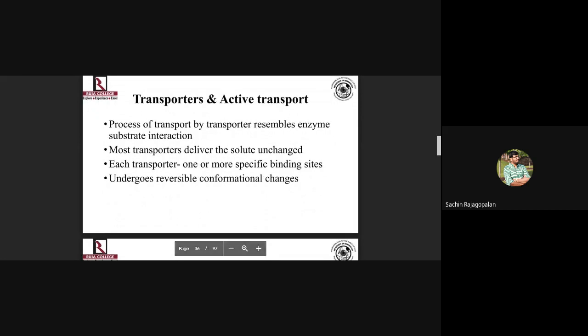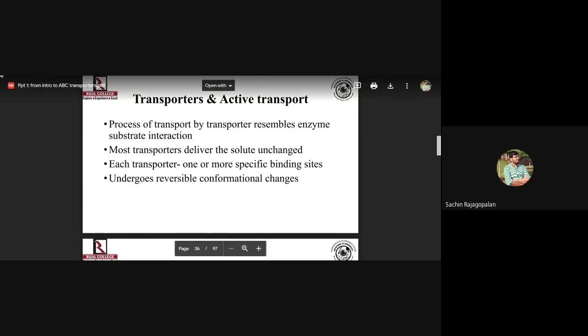Now, moving ahead to understand the active transport process in more detail. First of all, you have to remember that a transporter-substrate interaction is very similar to an enzyme-substrate interaction. Just like the enzyme has a catalytic site, an active site where the substrate needs to go and bind, and that site is highly specific for the substrate, similarly, the transporter also has a binding site where the solute molecule has to go and bind. So the interaction looks very similar to what we call the lock-and-key mechanism.